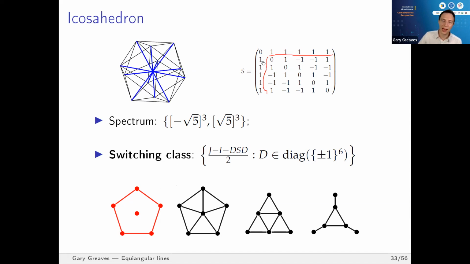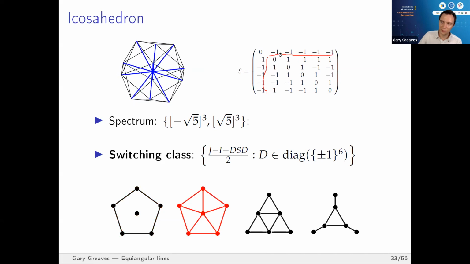However, that's a particular switching of our spanning vectors. So I could switch it by doing this. When I switch it now, I multiplied all the entries from the first row and column by -1.